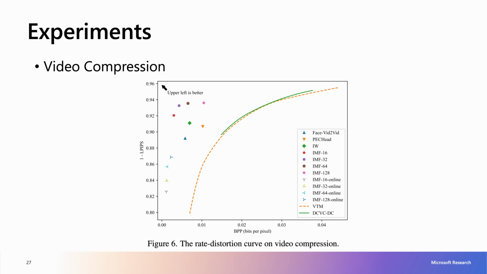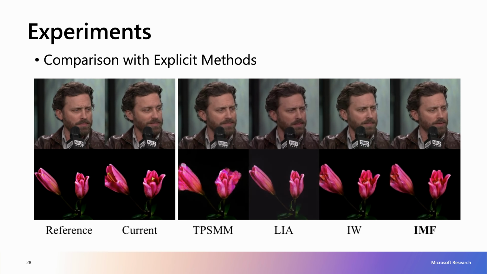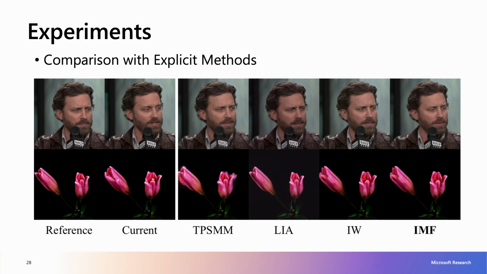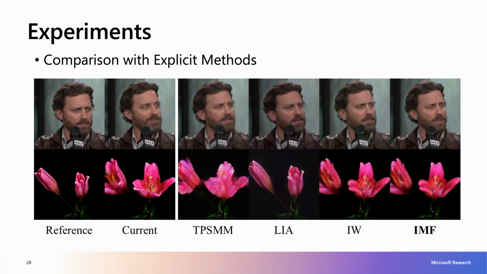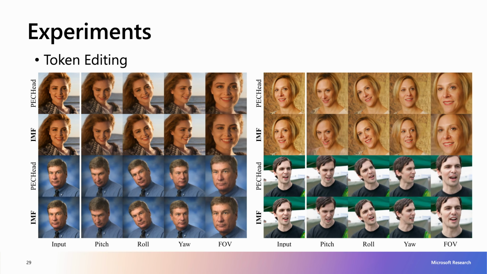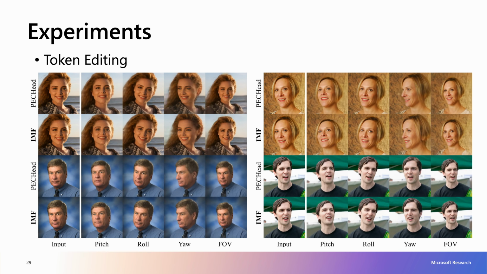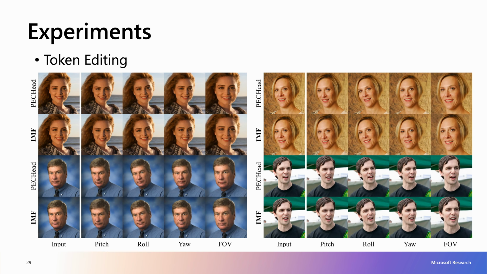The rate distortion curves show that our method is significantly better than all previous methods in terms of rate distortion trade-off. We compare previous SOTA explicit methods on both talking head and general datasets. The results demonstrate our implicit model's superiority. Token editing results demonstrate that our method not only parallels the editing performance of PECHED, but also surpasses it in terms of realism and naturalness.